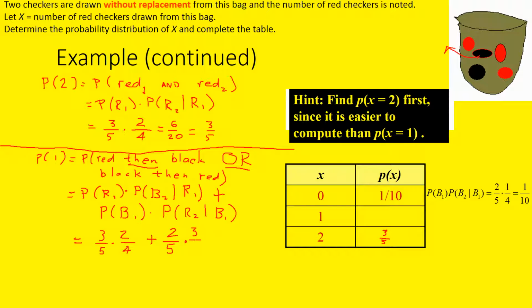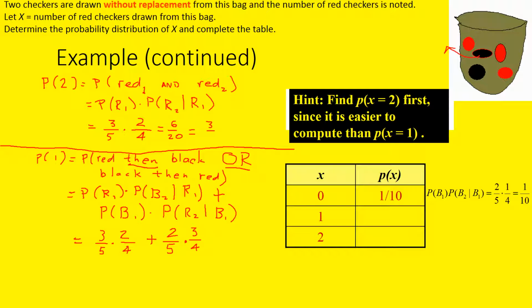Okay, so probability black on the first draw. So now this guy's gone. But black on the first draw happens with probability 2/5. We're going to multiply that by probability red on the second draw, given that you drew a black on the first draw, which is 3/4. So we're going to simplify all that to get probability of one red checker.